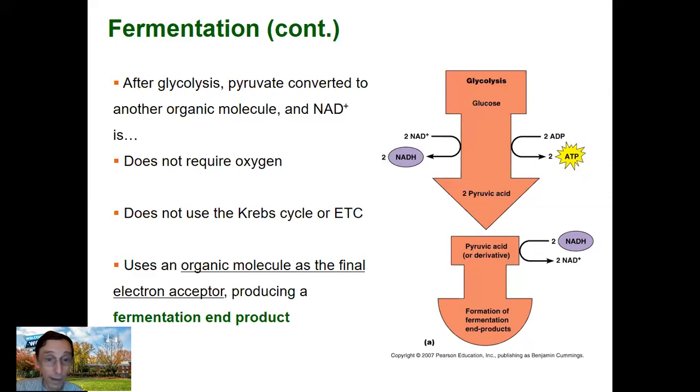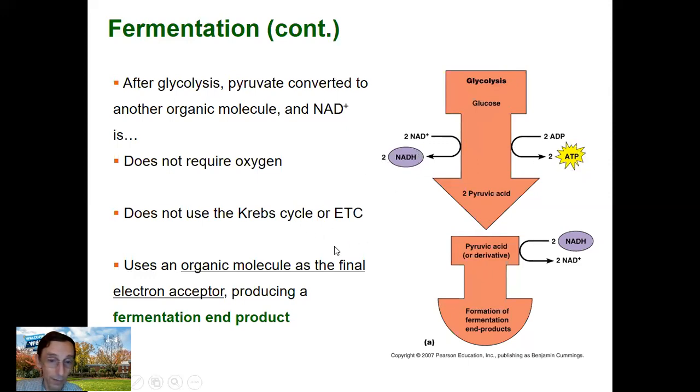All right, we were talking about the final electron acceptor. In fermentation, the final electron acceptor is an organic molecule. So actually what happens is pyruvic acid accepts the electrons flowing from glucose. Any question about any of that?